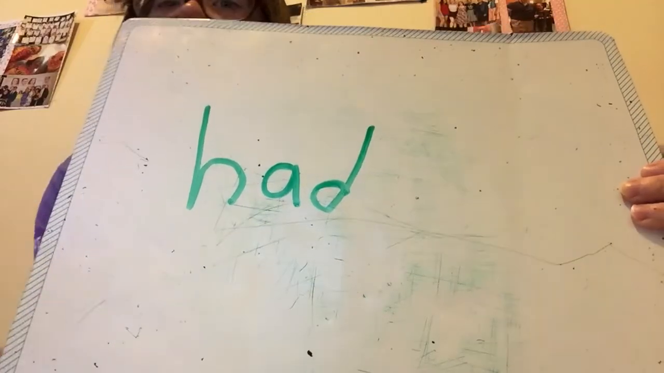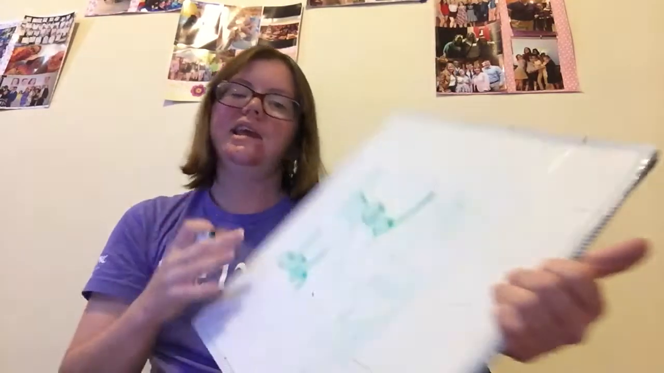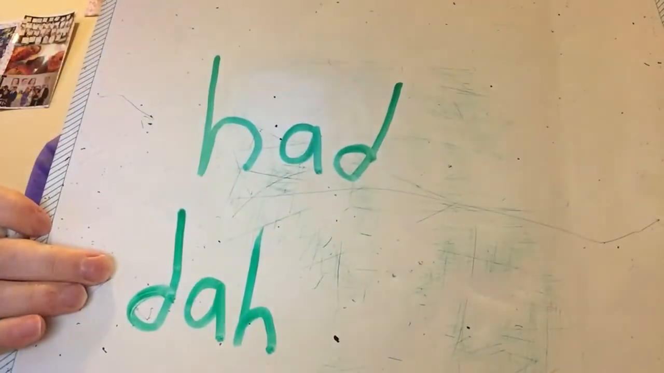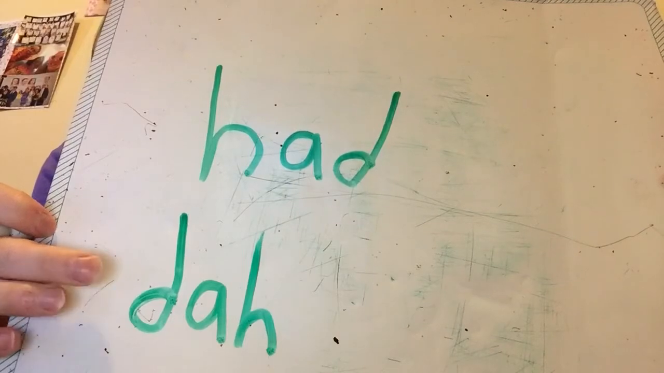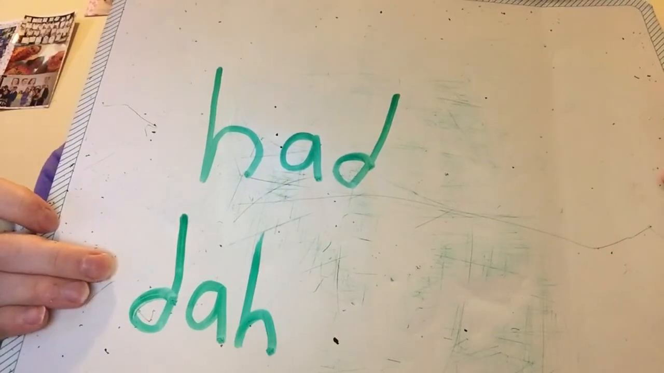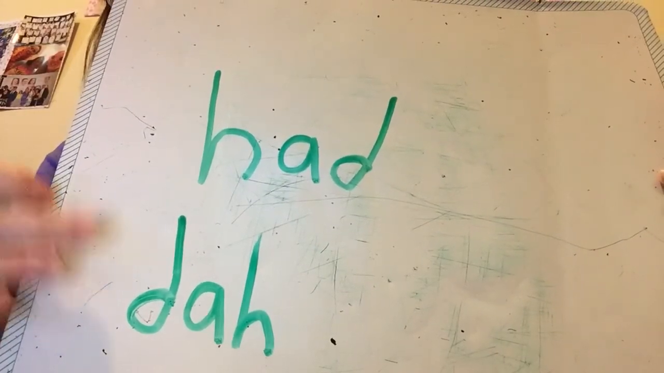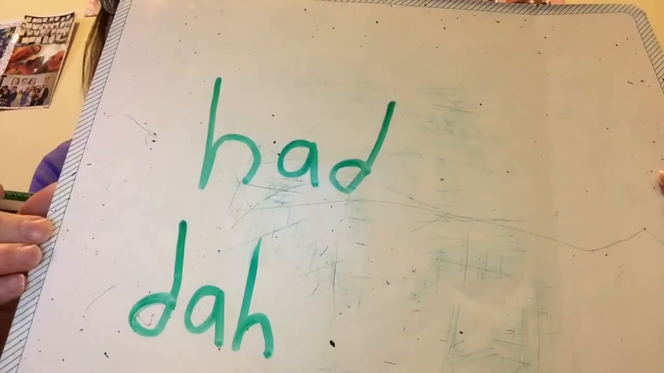Nice job. Because if we spelled it backwards, let's see. So if we flipped around all of our letters and the D comes first and the H comes last, we would have this word. That's the word dah. That's not even really a word. So we want to be careful when we write down our words that we put them in the order that we hear them.